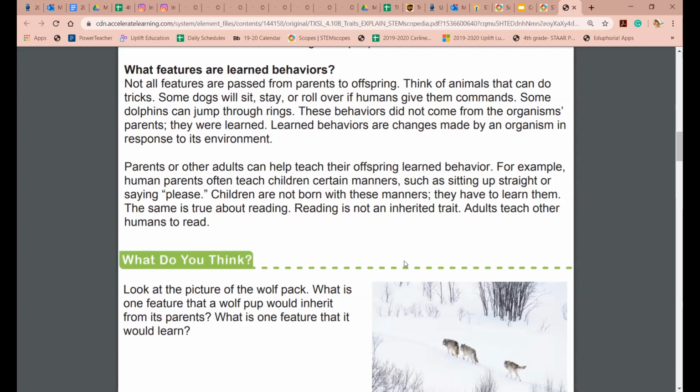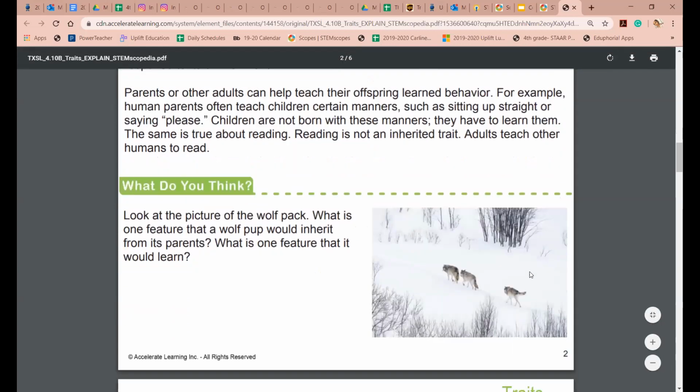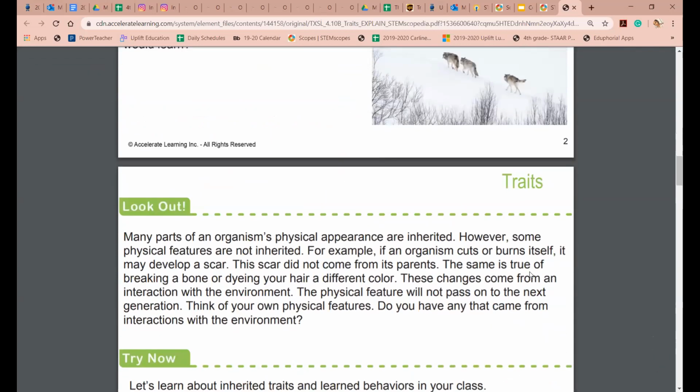And I don't know why I got into that whole story, but reading is a learned trait, basically, okay? Now, if you don't enjoy reading or it doesn't come easy to you, that may be inherited, but the act of reading itself is something you have to learn how to do. All right.